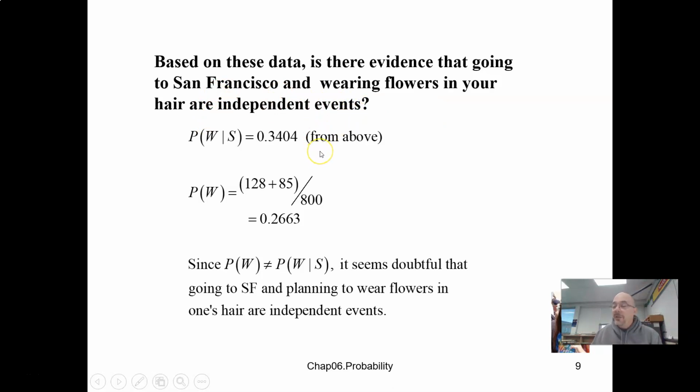All right, I'm definitely going to come back and visit this, folks, because we're going to need to talk about whether events are independent or not. So we see that the conditional probability was 0.3404. Well, the probability of wearing flowers in your hair is 128 plus the 85 out of the 800, which is 0.2663. So, ladies and gentlemen, since they do not equal each other, it seems doubtful that going to San Francisco and planning to wear flowers in one's hair are independent.